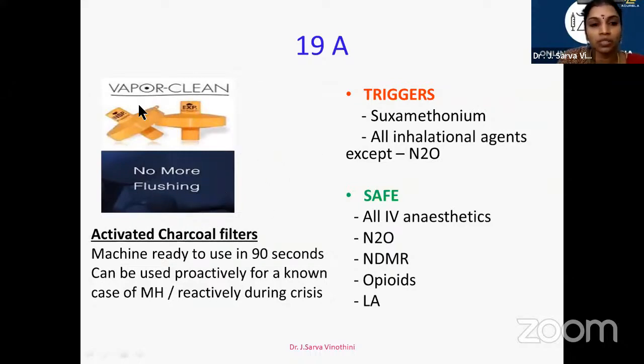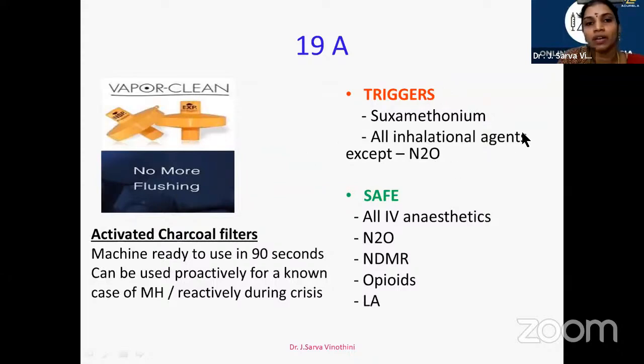The advantage is when you just fit this into the machine and flush the machine for 90 seconds, your machine is ready to be used for the patient. Wherein if this is not there, you need at least 120 minutes, anywhere between 60 to 120 minutes to flush the machine, depending upon the type of the machine. So with this, that machine can be used again in 90 seconds itself.